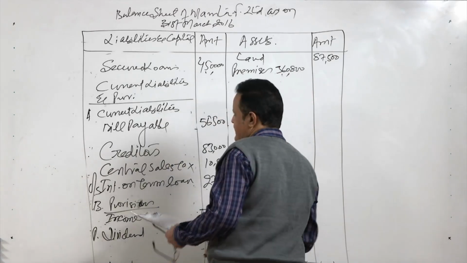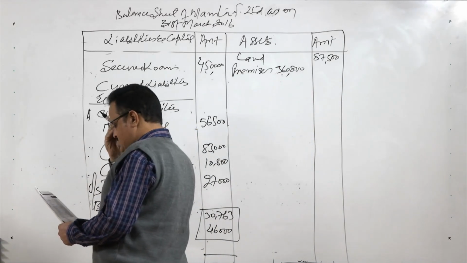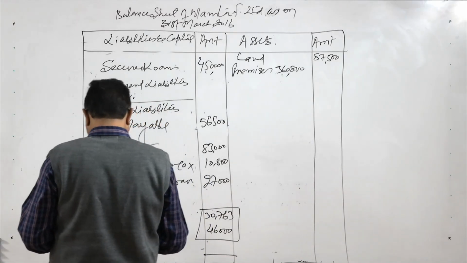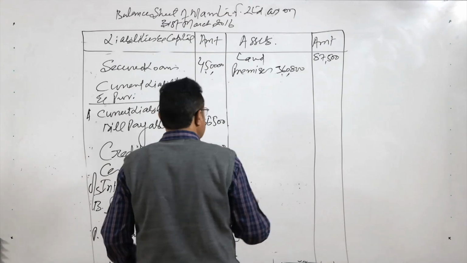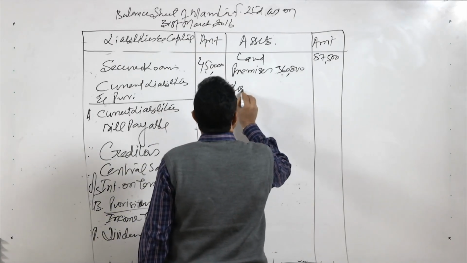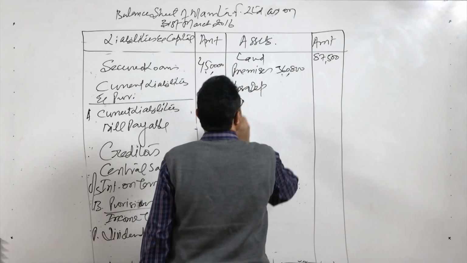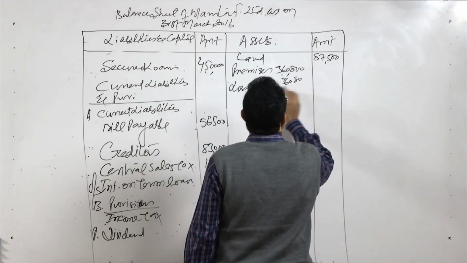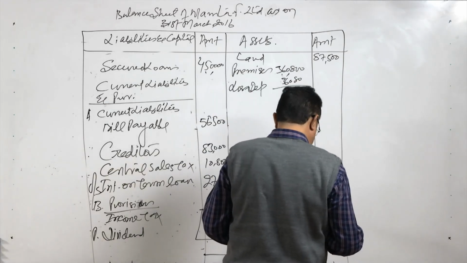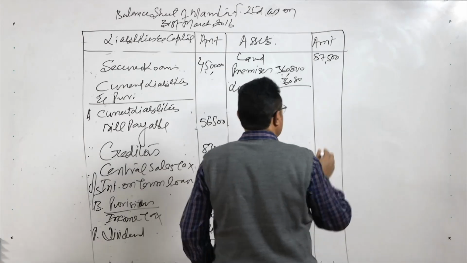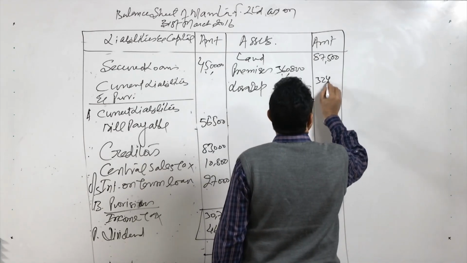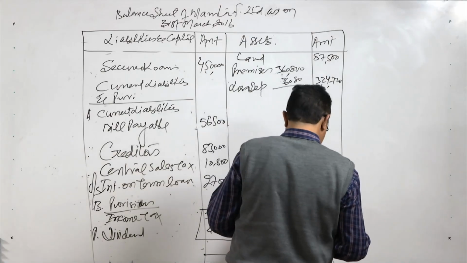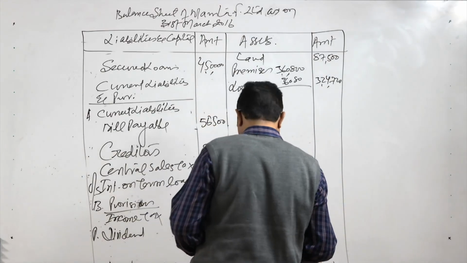3,60,800. I am putting it in the inner column, and we have to charge the depreciation also on these assets, fixed term assets. So less depreciation, and depreciation was how much? That is 10%. So it is 36,080 rupees is the depreciation. So it means we have 3,24,720 is the balance in the premises account.